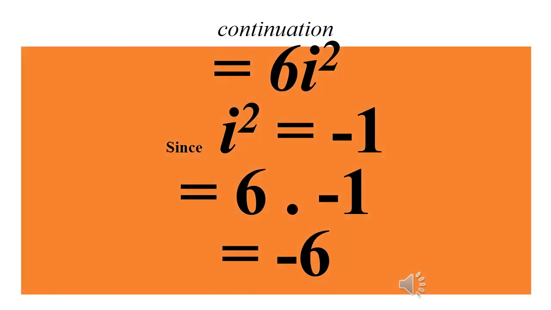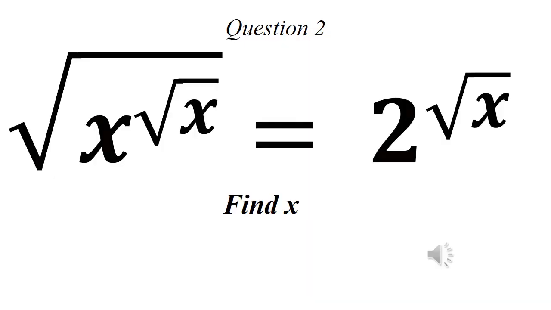Now 3 times 2 will give us 6. i times i, that is the imaginary unit, will give us i squared. So since i squared is equal to minus 1, we have 6 times minus 1, which will give us minus 6. And that will be our final answer for this particular question.